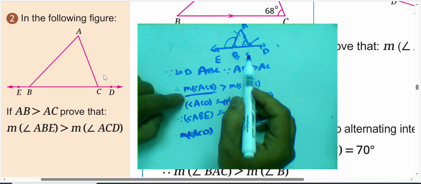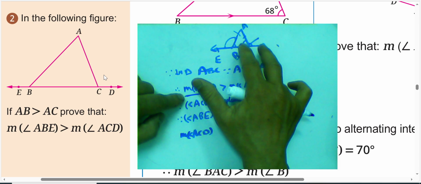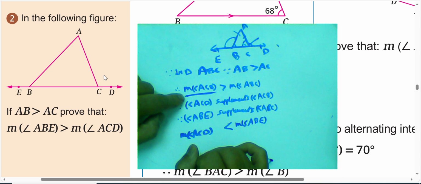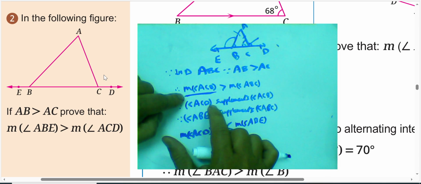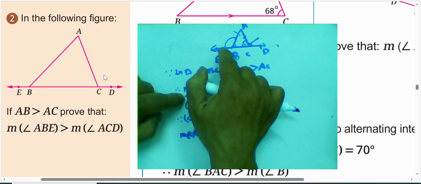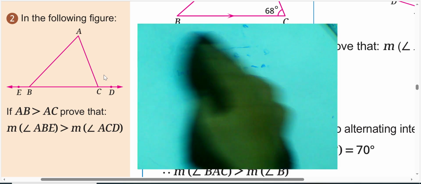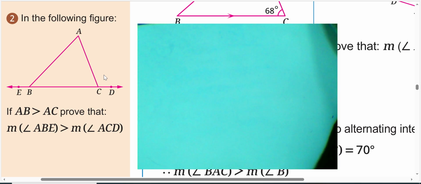Okay, because we have two angles here that are supplements and two angles here that are supplements, the sum of each is 180. The supplement of the first angle is less than the supplement of the other angle. You must know these properties to solve any problem in a triangle. Okay, this is question number 2.